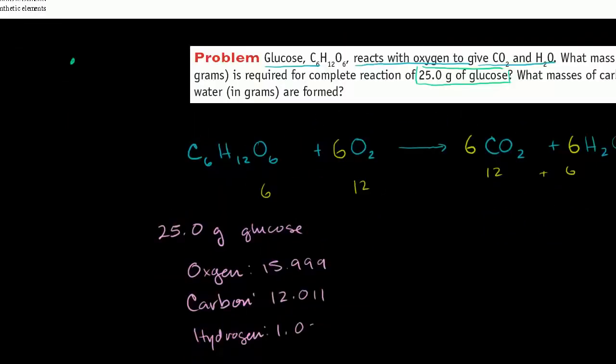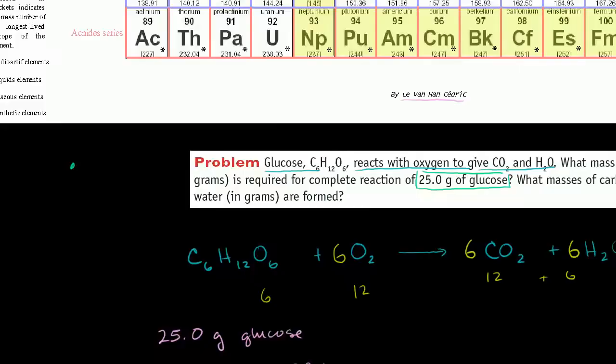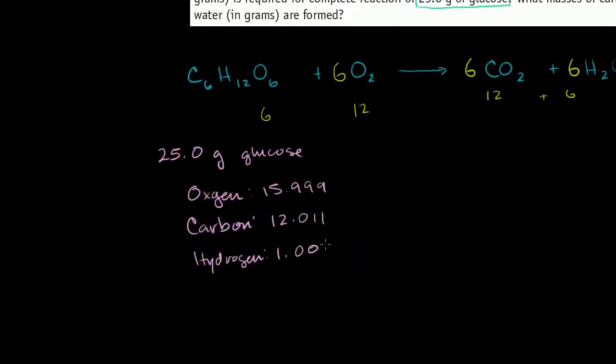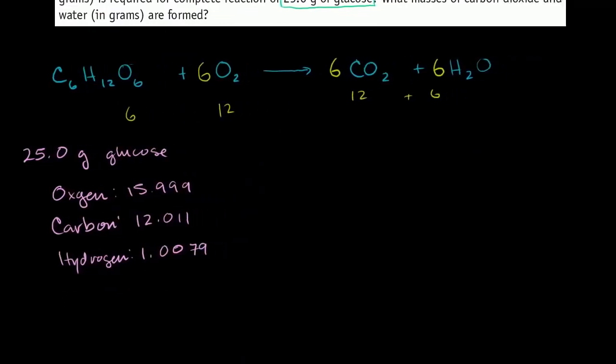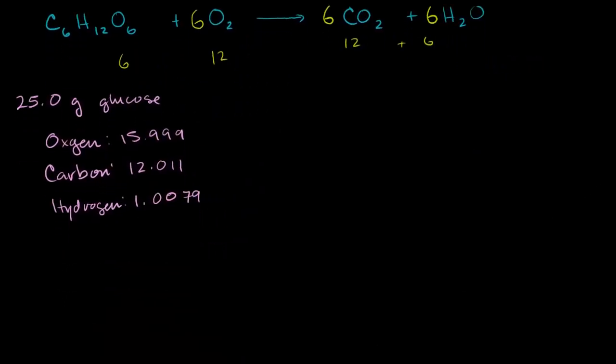Was it 1.00 or two zeros? It was two zeros. 1.0079. So, what's the atomic weight of glucose given all of that? Let me scroll down a little bit.